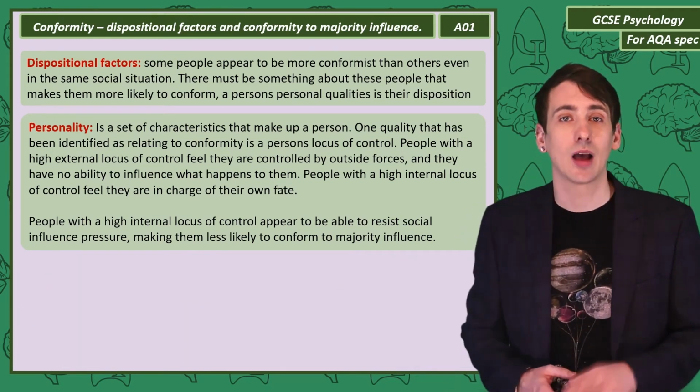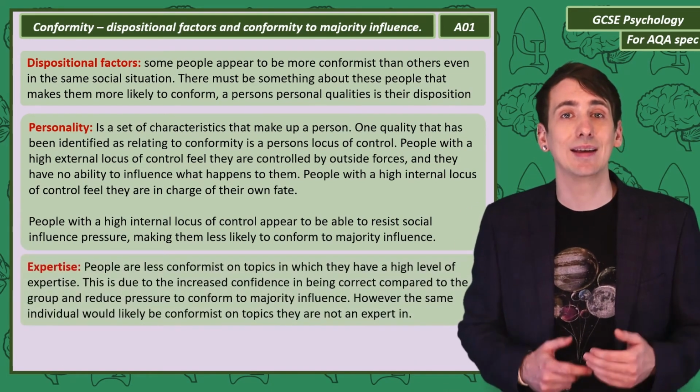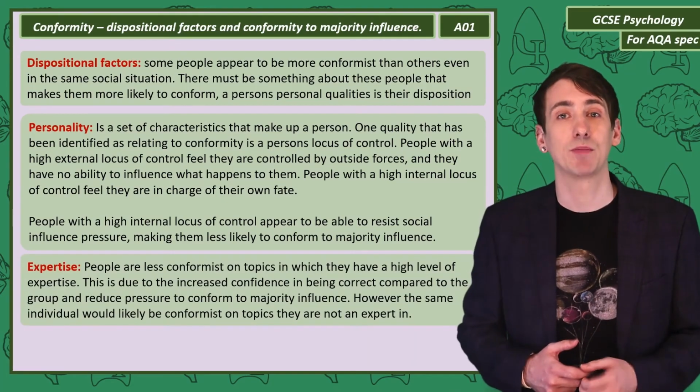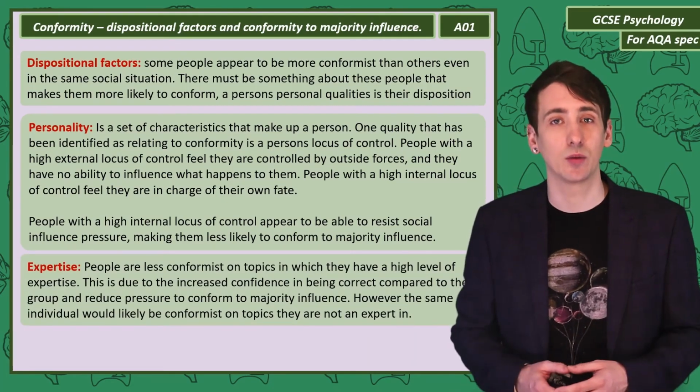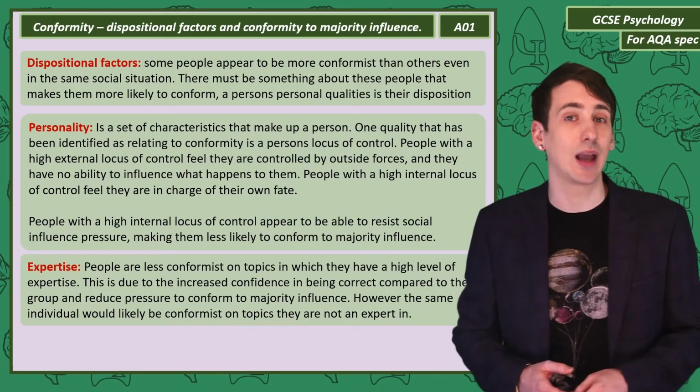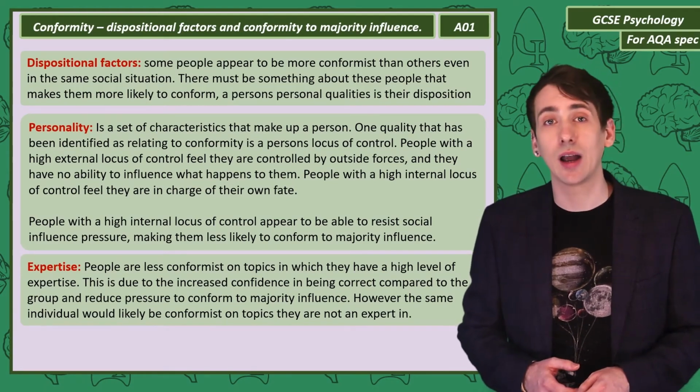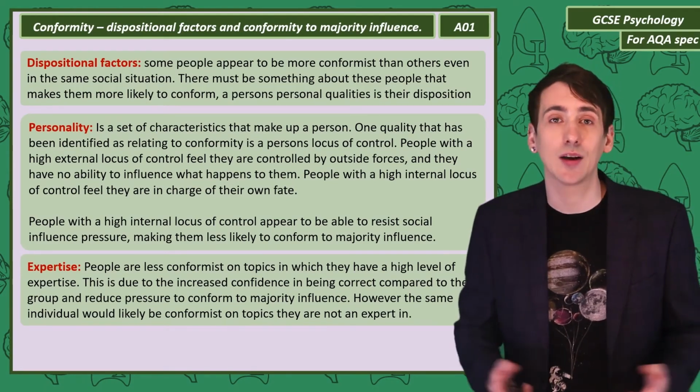Another aspect of someone's disposition is their level of expertise. It's thought that the more confident someone is with a topic, the less conformist they're likely to be. But they are likely to be conformist in areas that they're not an expert in.